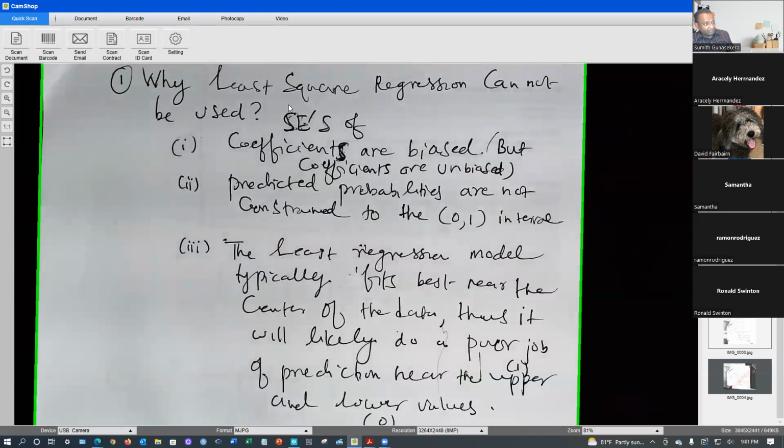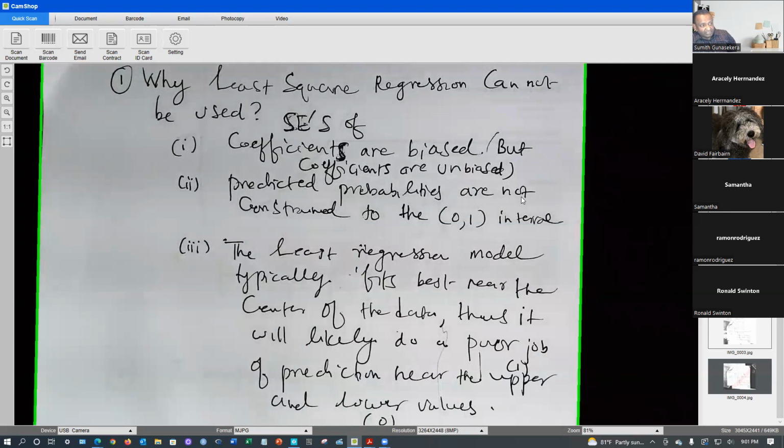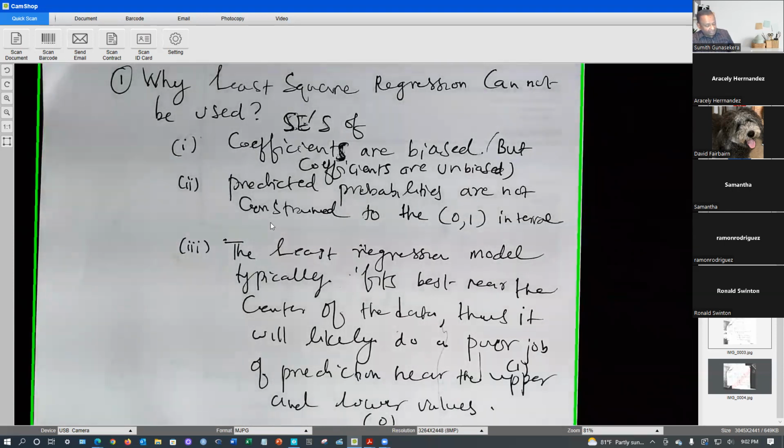Sorry, they are biased, but the coefficients are unbiased. And the predicted probabilities, I'm not interested in the value now. I'm going to look into the probability constrained to the 0 and 1 interval only. You cannot think about anything beyond that one. They were constrained to that one.